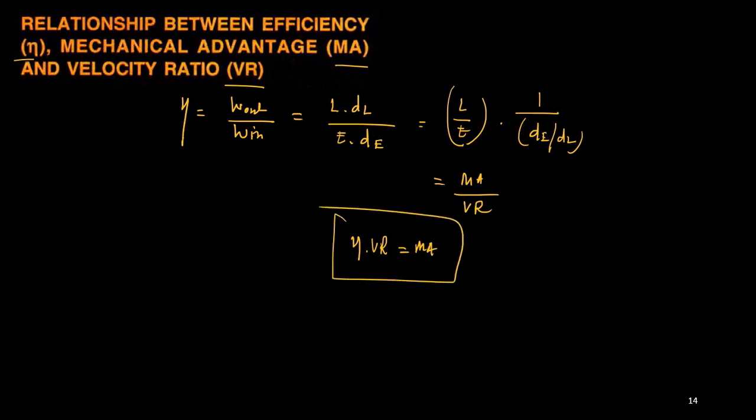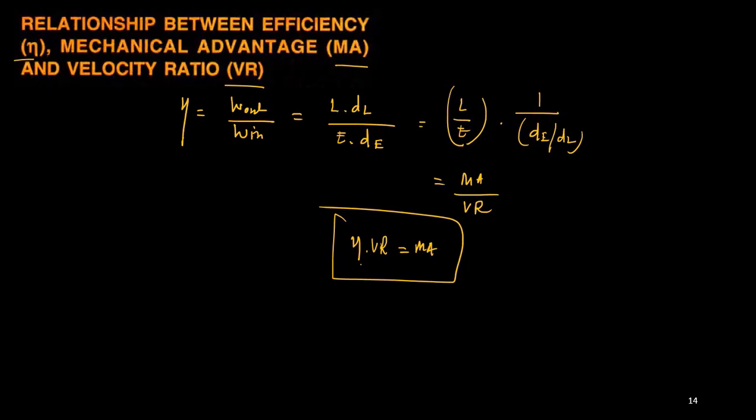That should be equal to M. Now, that is the relation between the mechanical advantage, velocity ratio, and efficiency. From this, it is quite clear that the mechanical advantage of a machine is basically the product of eta and VR.